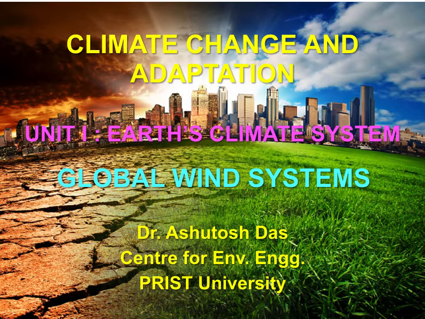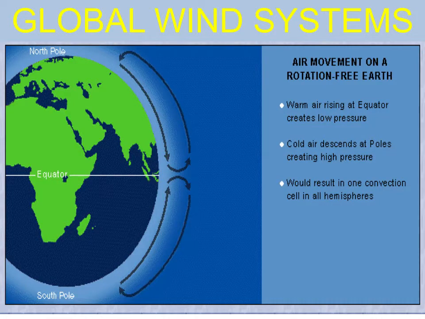Welcome to the third module of Unit 1, Earth's climatic system, in the climate change and adaptation subject. Here we are going to see how the global wind systems work. So, global wind system: let's assume the Earth is a spherical object and not moving. In that case, what will happen?